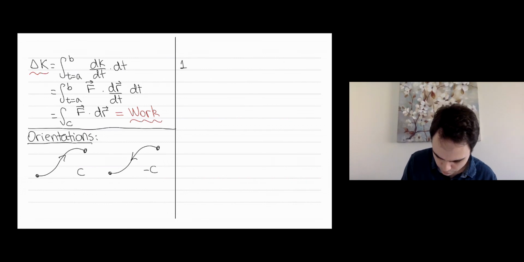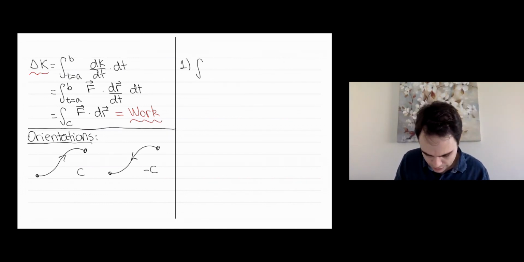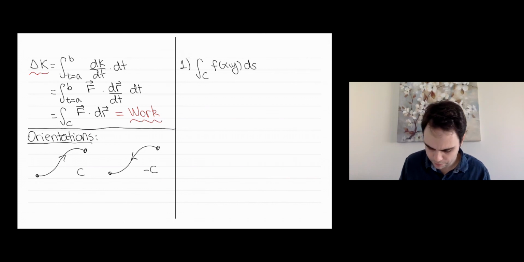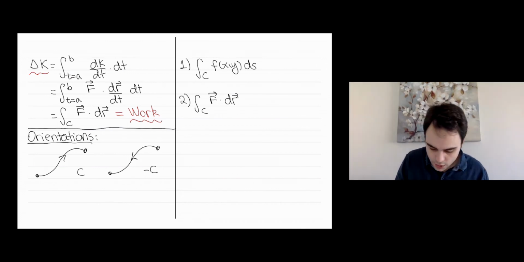So the first integral that we learned, the first line integral that I taught you last time, was the line integral over the curve of a function. Let's assume we're in 2D to simplify. And the second line integral that I taught you last time, and discussed a little bit today, was the integral of a vector field.